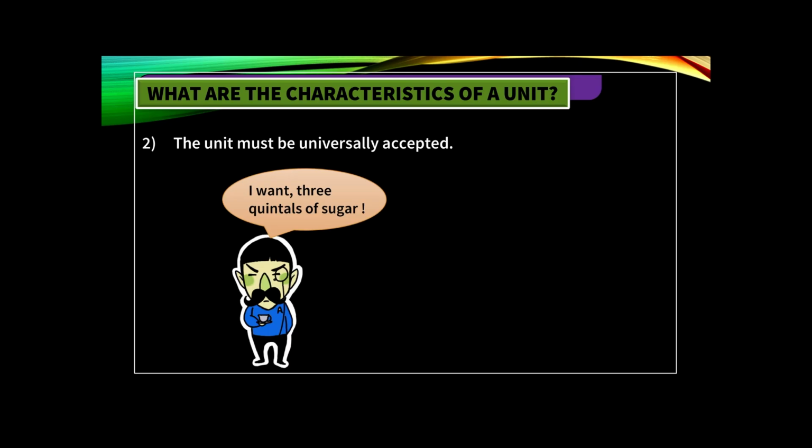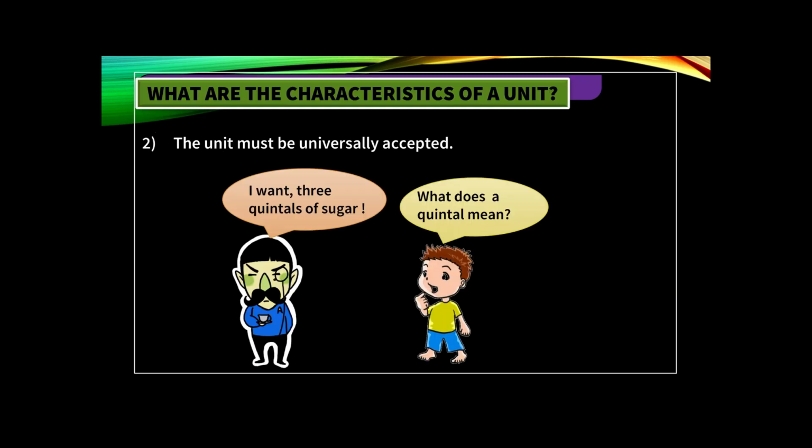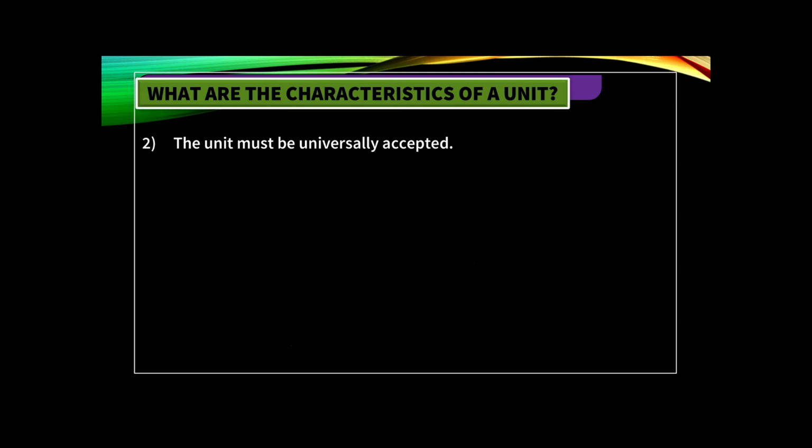Distance is measured in meter, accepted everywhere. Some people will say distance is in mile, confusing. So we always prefer meter. Quintal is a unit of mass. No idea. But when you say kilogram, it makes sense. So it should be universally acceptable.